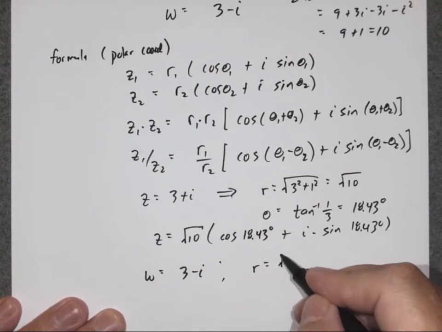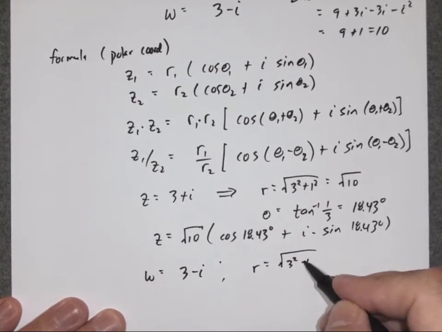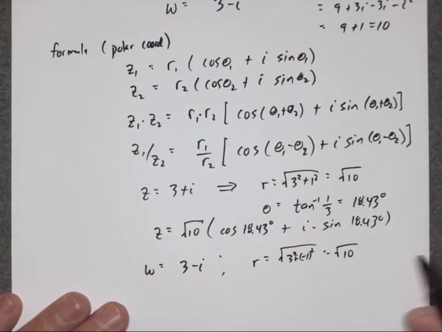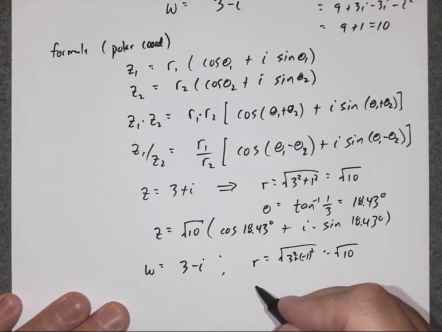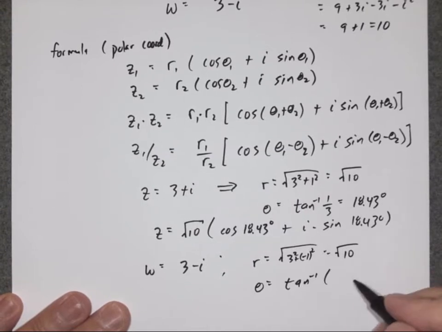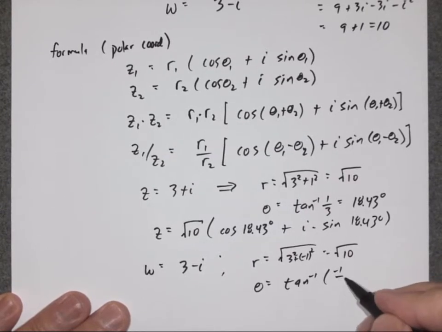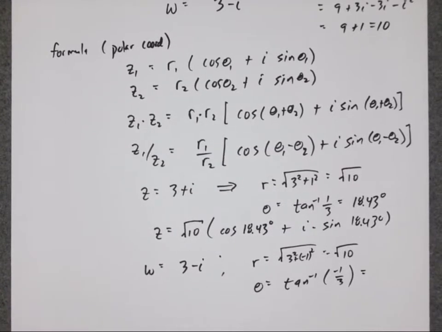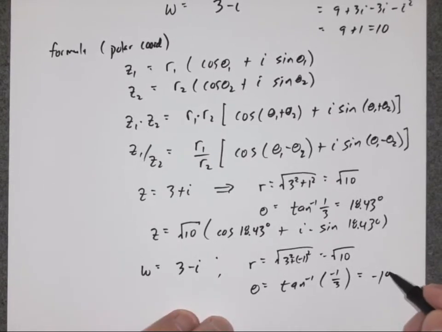r for this is going to be the square root of 10 again. Now how about theta? Minus 1 over 3. This is going to be a little trickier because the inverse tangent is negative 18.43 degrees.